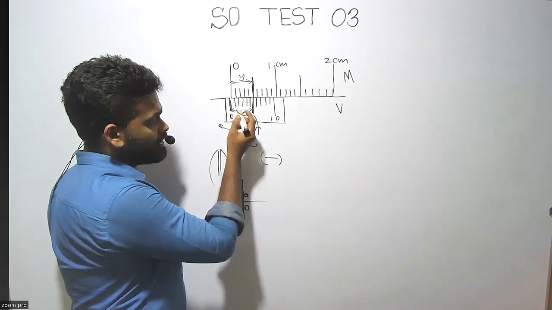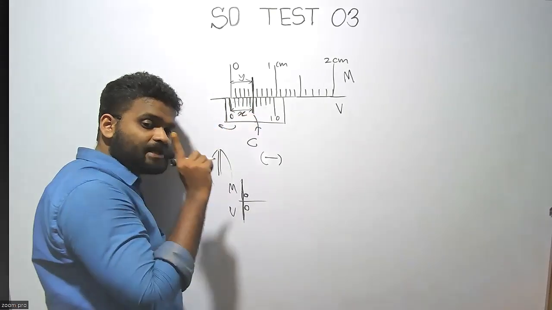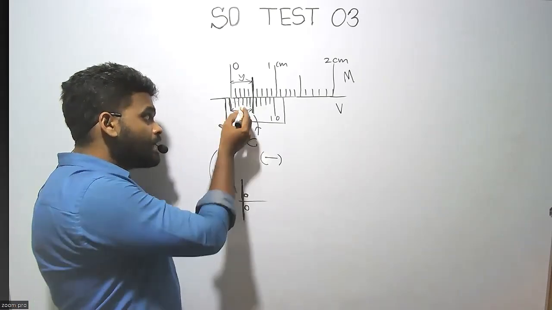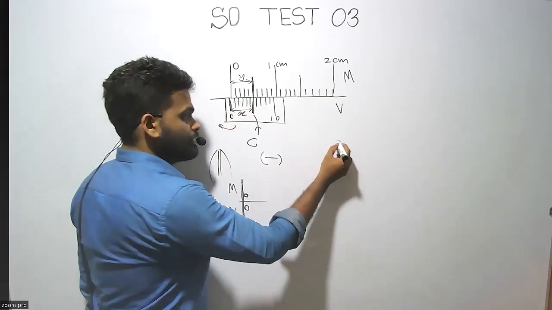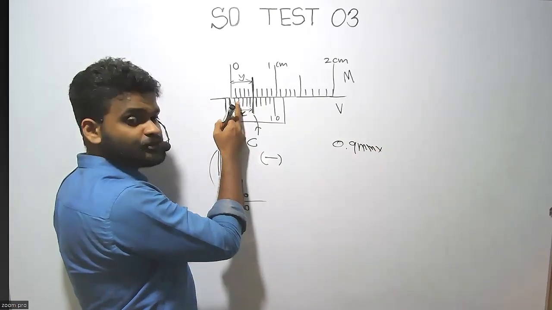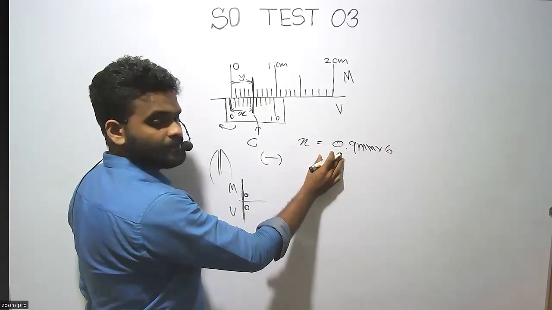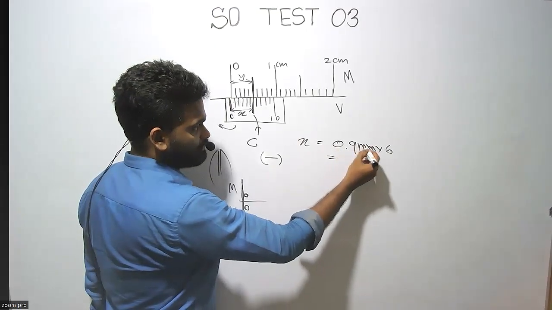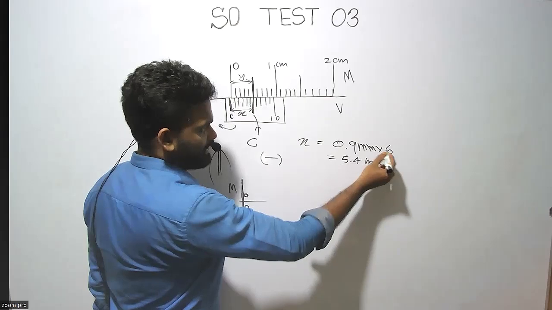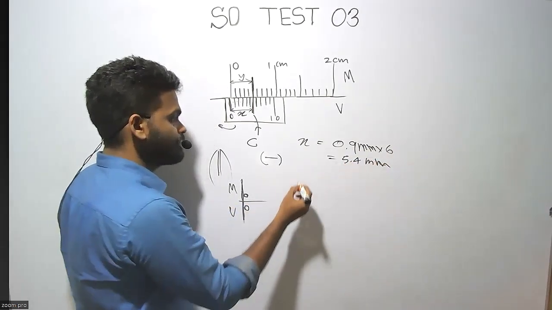6 parts. So we earlier learned each part is 0.9 millimeter because least count is 0.1 millimeter, right? Each part is 0.9 millimeters. So we have 6 such parts in the vernier scale. So what's the value? 5.4 millimeters. 9 times 6, 54. So it is 5.4 millimeters.